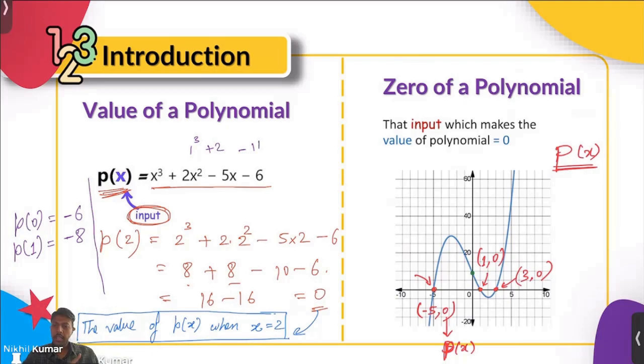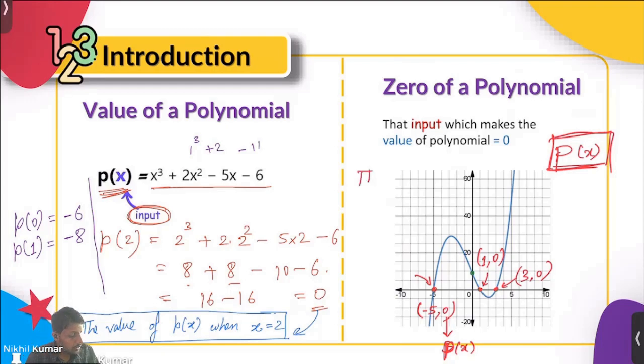In all the three cases, you see that when the input is minus 5, the polynomial becomes 0. When the input is 1, the polynomial again becomes 0. When the input is 3, the polynomial becomes 0 once more. So, how many zeros are there, by the way, in this polynomial p of x? Can you count the number of zeros? There are 3 zeros in total. What are those?